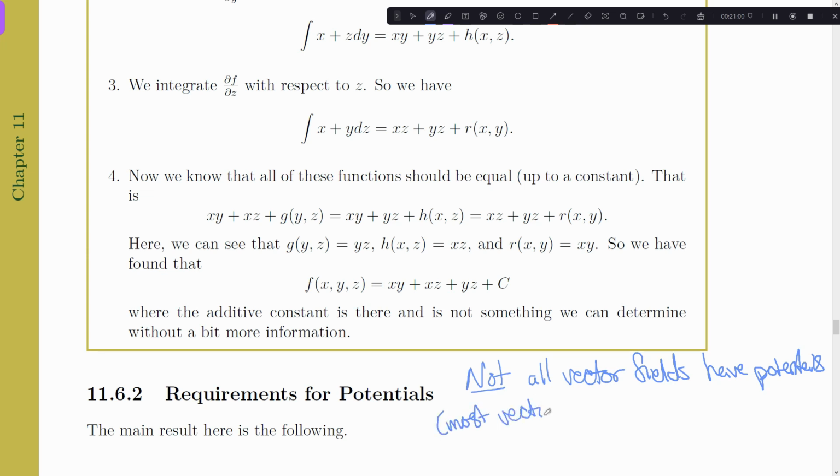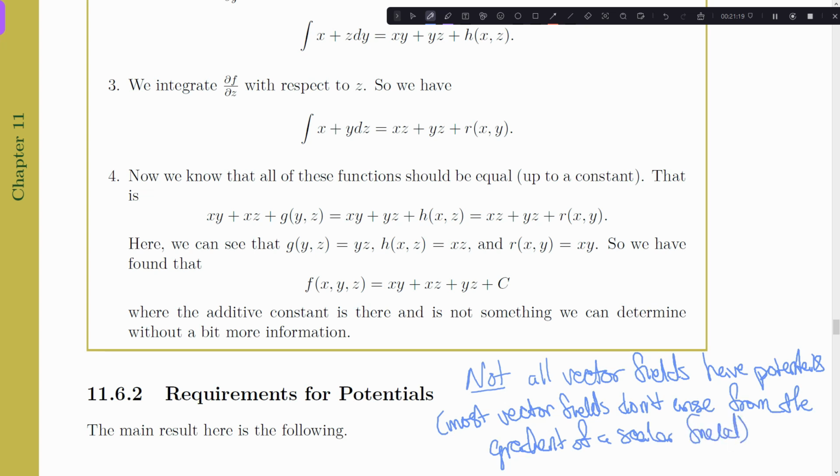Most vector fields don't arise from the gradient of a scalar field. And this is somewhat unfortunate. This is a very unfortunate aspect of multivariable calculus, is that we can't always take antiderivatives. We'd love to always be able to take the antiderivative of a vector field, but we can't actually do that. So here, this idea of requirements for potentials says, how can we tell, just looking at a vector field, whether or not we're able to find an antiderivative?